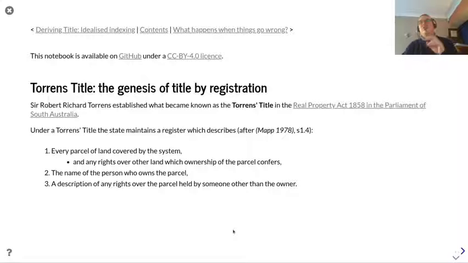Sir Robert Richard Torrens established what became known as the Torrens title in the Real Property Act 1858 in the Parliament of South Australia. So under a Torrens title, the state maintains a register which describes every parcel of land covered by the system and any rights over other land which ownership of that parcel confers, i.e., who owns what and what pertinents are associated with it, the name of the person who owns that parcel, and a description of any rights over the parcel held by someone other than the owner, i.e., what is it encumbered by.